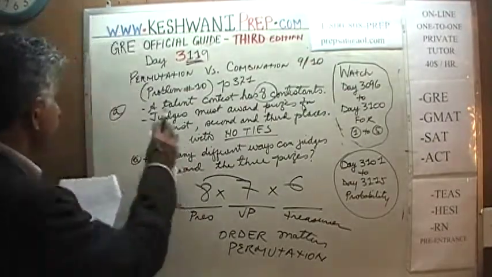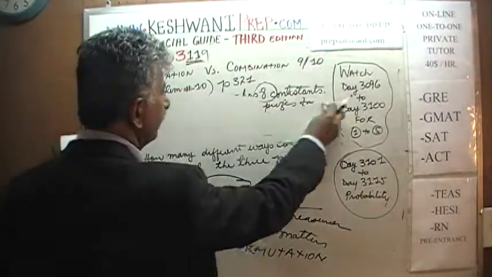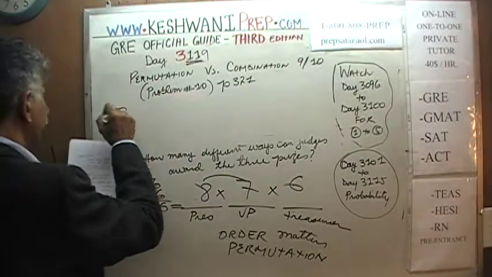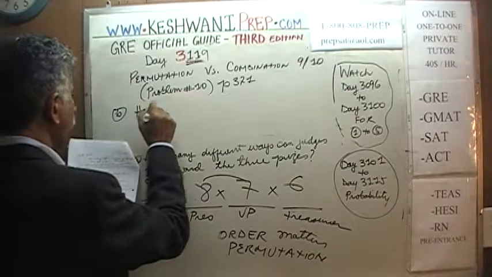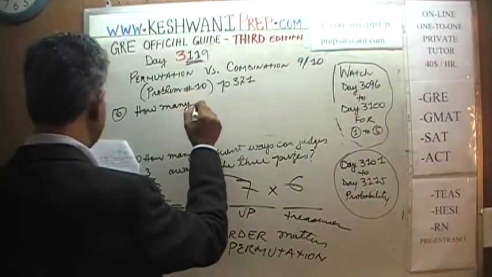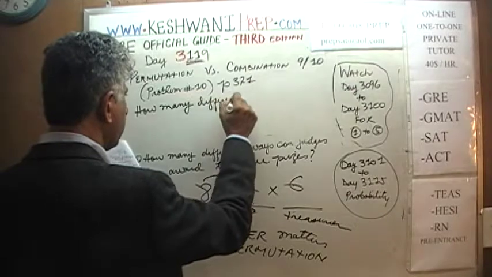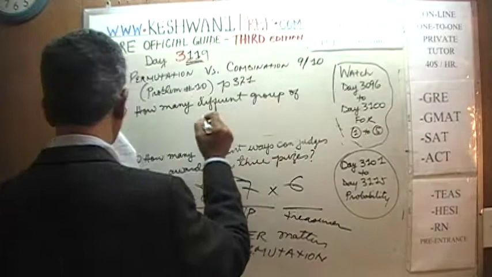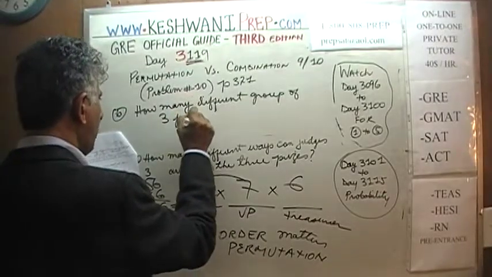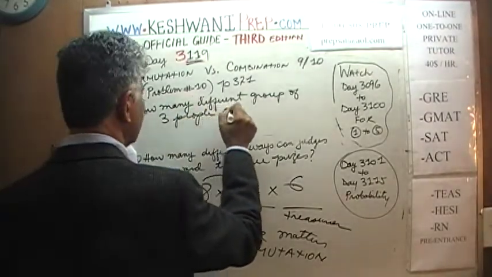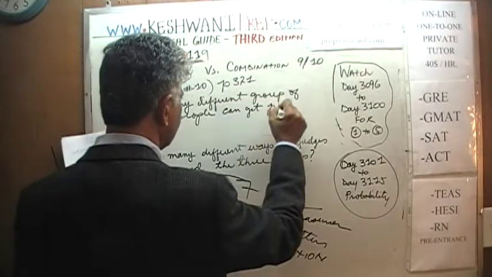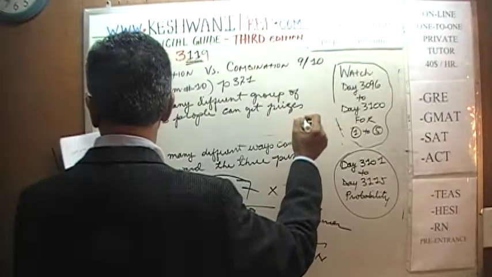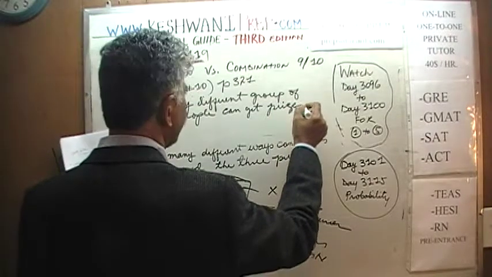Let's do part B. Part B says, how many different groups of 3 people can get prizes? How many different groups of three people can get prizes?